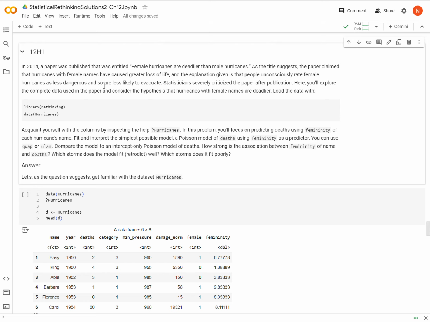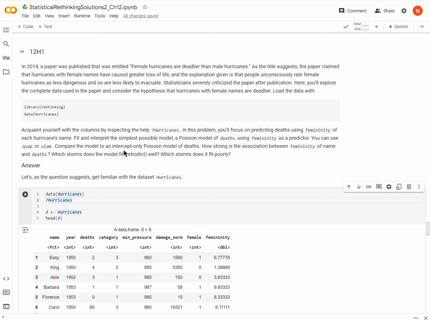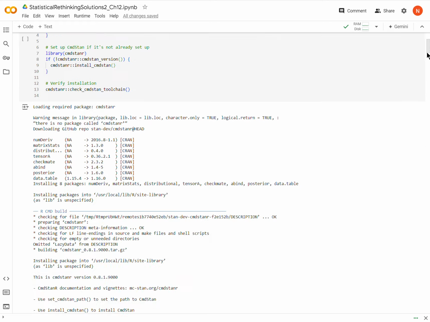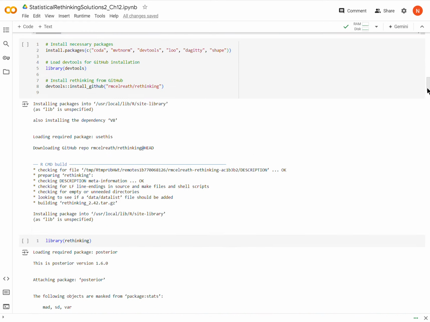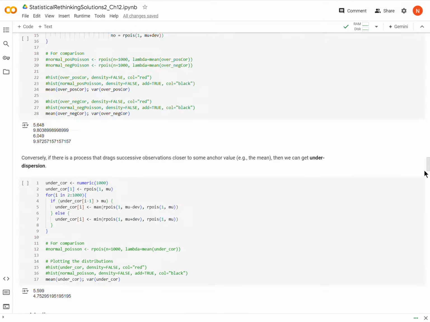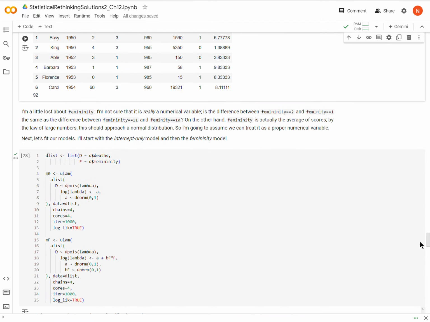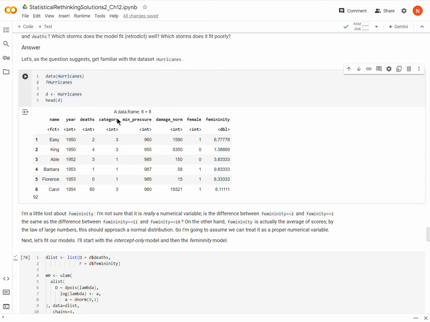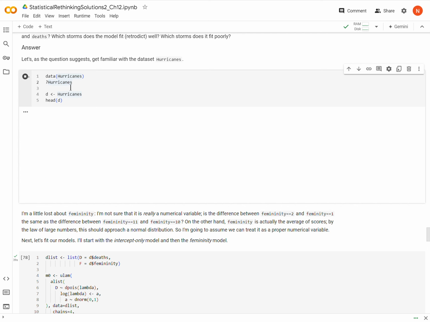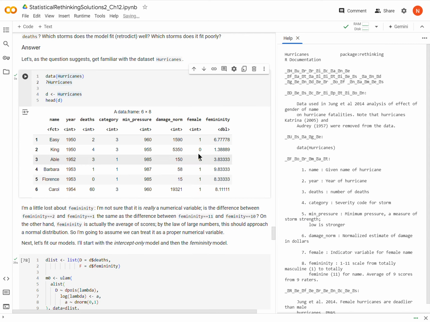The question asks us to begin by looking at the hurricanes data file here. So I can do that with the question mark and then hurricanes. Oh, by the way, if you have not already, make sure that you have installed and loaded the Rethinking package with all of this code up here. So, okay, let me go back down. First thing we want to do is learn about this data set with the question mark hurricanes, and then we can look at it right here.